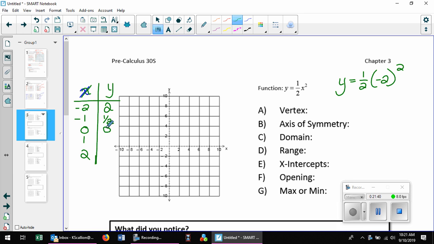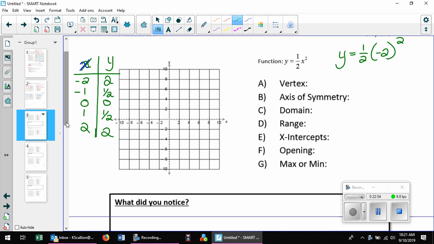Okay, without doing any math, what do you predict the rest of the table is going to look like? A half and 2, right? Because it's symmetrical, right? Now, I'm going to make a spoiler alert here. Not all vertexes occur at 0, 0. Okay, so your vertex moves on the coordinate plane. In these ones, it's kind of nice because we're just starting. So I'm going to graph this to -2 and 2, 1.